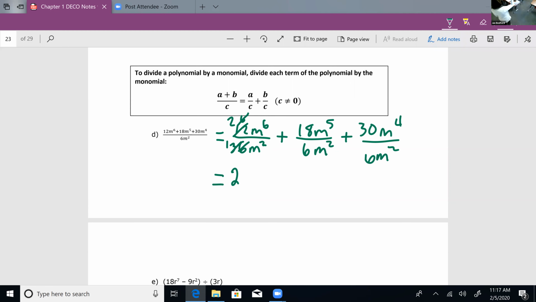What can I do with m to the 6th over m to the 2nd? Subtract the exponents. What would that give me? M to the 4th. Should that be on the top or the bottom? On the top. I had more of these m's on top than the bottom. So that first term just cleans up to be 2m to the 4th. Plus, can you reduce this guy down? What do you do with 18 over 6?